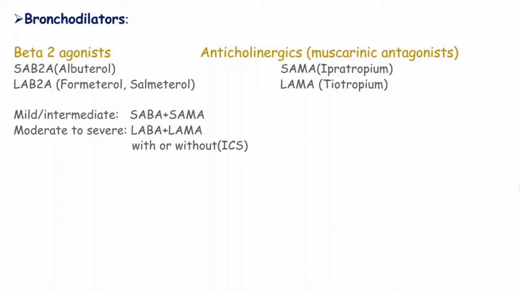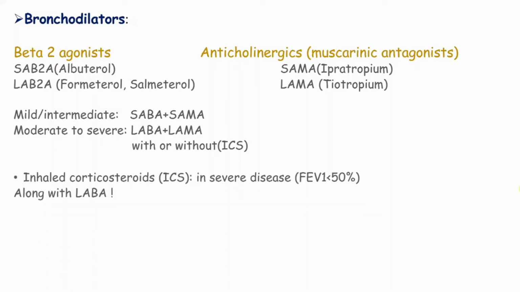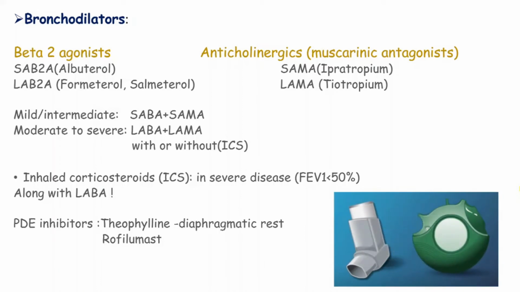Now, other drugs used are inhaled corticosteroids. They are given in combination with LABA in severe cases. They act by inhibiting cytokines, which further activate the migration of WBCs, thus reducing inflammation. The third line of treatment are PDE inhibitors or phosphodiesterase inhibitors, but they are carefully used because of possible side effects. Theophylline, for example, is used for giving the patient diaphragmatic rest in very severe cases, and a newer drug is roflumilast, which is a selective PDE4 inhibitor.